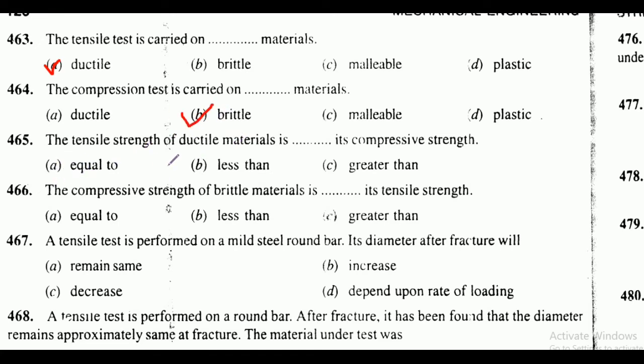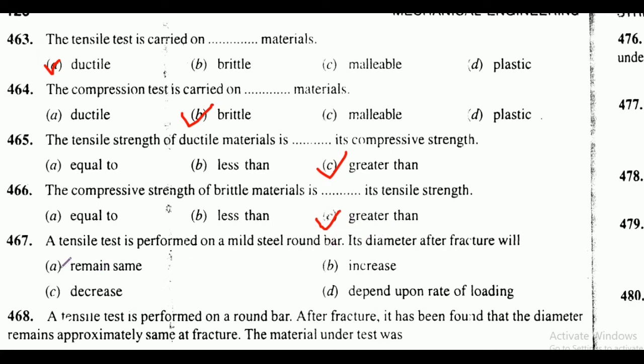Next is, the tensile strength of ductile materials is dash its compressive strength. Options are equal to, less than, greater than. Here friends, the correct answer is option C, that is greater than. Next is, the compressive strength of brittle material is dash its tensile strength: equal to, less than, greater than. Here friends, option C is the correct answer, that is greater than.